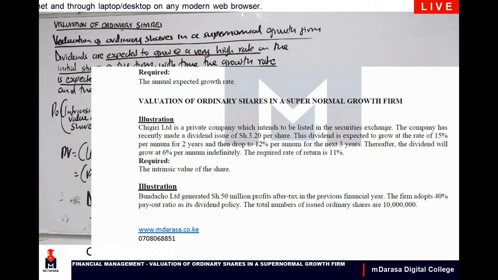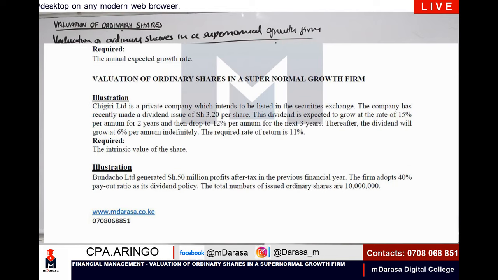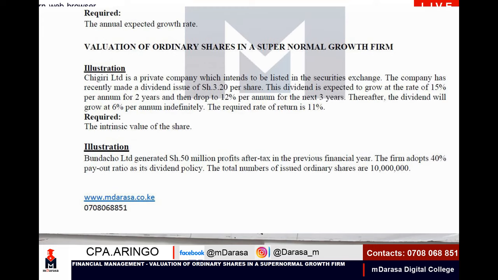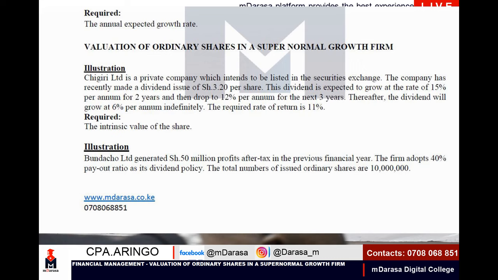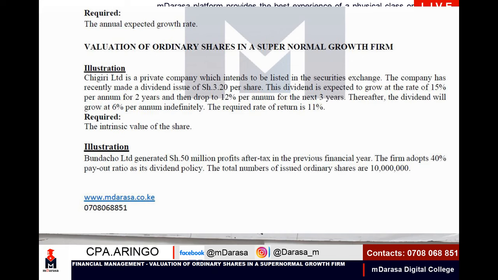There's a question that I've shared on the screen, believing that all of us were able to see that question. Illustration question number one. I believe that all of us are able to see the question so that we go through it together. But you can also download the question to enable you to work it out.